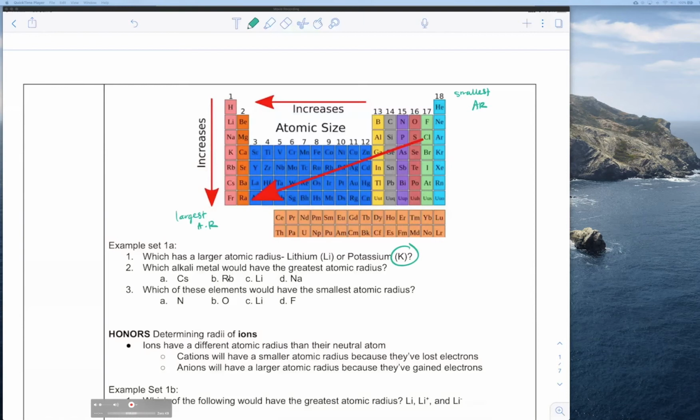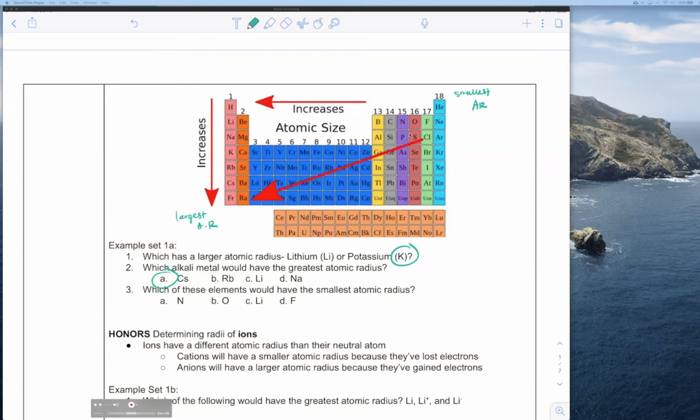Same thing with these elements here. So these are just looking at the other alkali metals. So you have lithium, rubidium, cesium, sodium. So cesium again has the most energy levels. So your alkali metal that has the largest radius would be cesium.